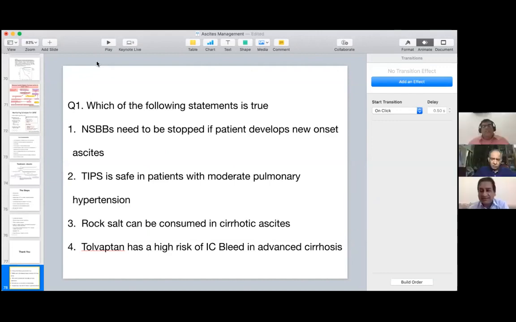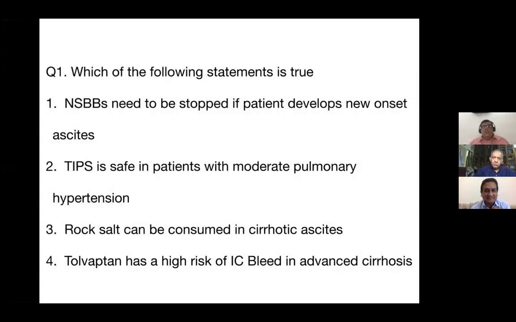Which of the following statements is true? Non-selective beta blockers need to be stopped if patient develops new onset ascites. TIPS is safe in patients with moderate pulmonary hypertension. Rock salt can be consumed in cirrhotic ascites. And option 4, tolvaptan has a high risk of IC bleed in advanced cirrhosis.